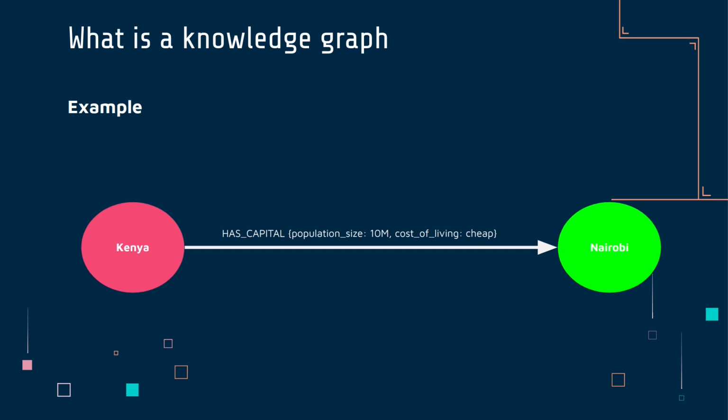Okay, so we have Kenya and we have Nairobi, and has capital is the edge or the relation connecting them, and you also have the properties of this relation, which are the population size and the cost of living. So now I have this knowledge graph. I can say, hey, Kenya has a capital city of Nairobi, which has a population of 10 million, and the cost of living is cheap. Based on this knowledge graph, I can provide that description. That's an example of a knowledge graph.